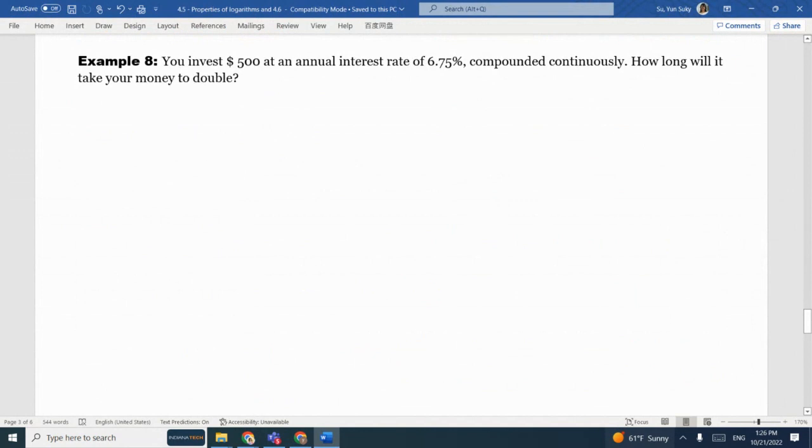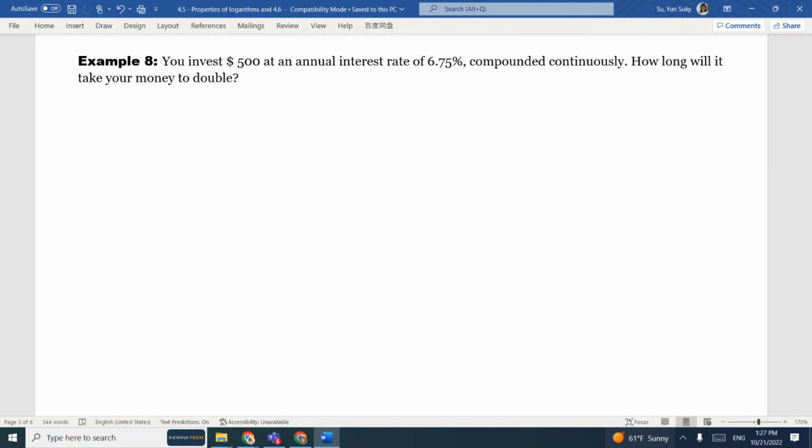All right, example 8. So you invest 500 at an annual interest rate of 6.75%, compounded continuously. How long will it take your money to double?